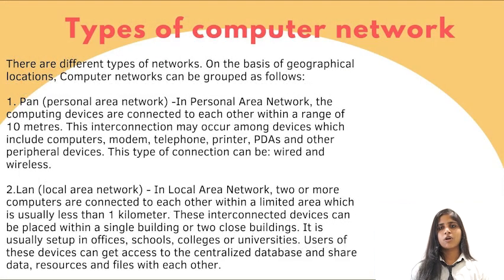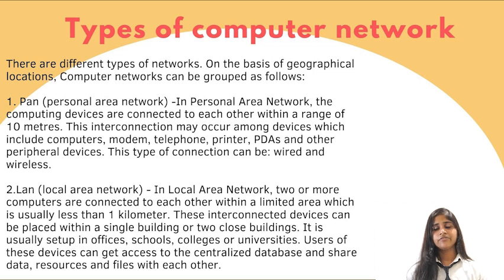So now coming to our next topic, that is types of computer network. There are different types of networks. On the basis of geographical locations, computer networks can be grouped as follows. First one, we have PAN, which is known as Personal Area Network. In this, the computing devices are connected to each other within a range of 10 meters. Its range is as short as 10 meters. This interconnection may occur among devices which include computers, modem, telephone, printer, PDAs, and other peripheral devices. This type of connection can be wired and wireless.